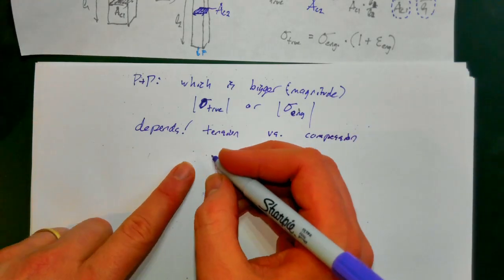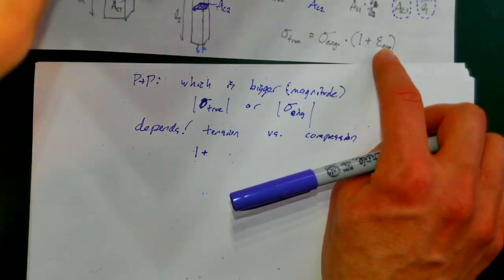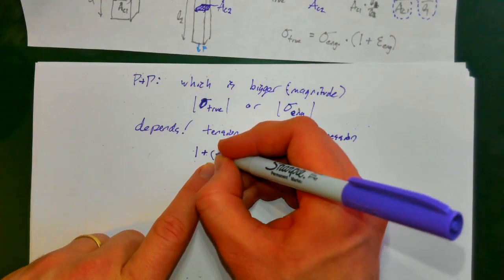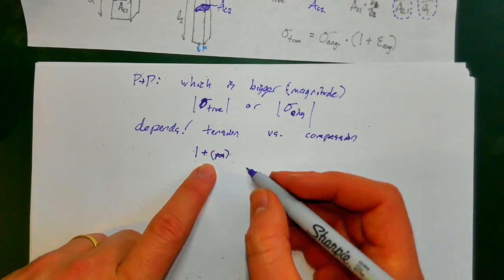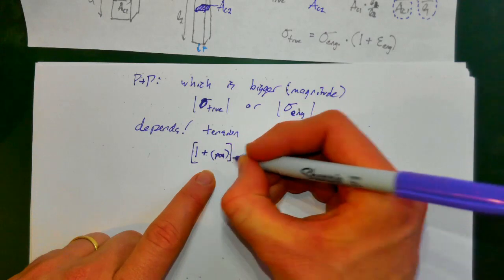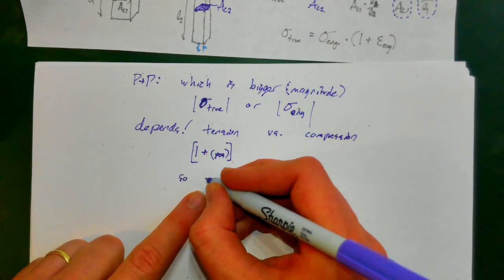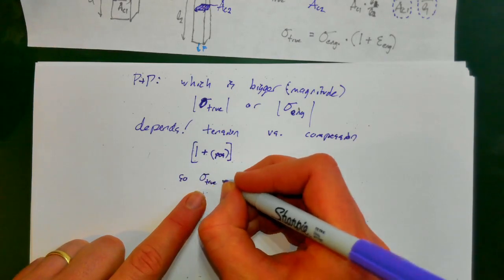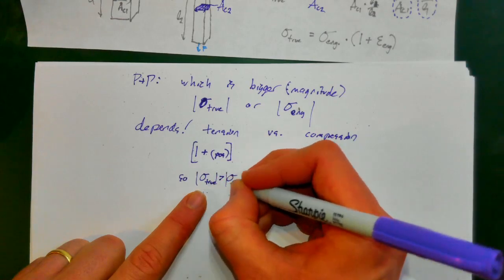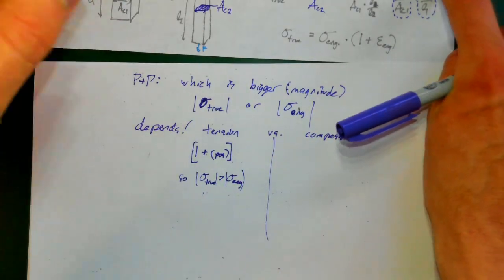So when you're in tension, engineering strain is positive. This little factor here is 1 plus something positive. So sigma true is greater than sigma engineering in terms of their magnitudes. But in compression, remember delta L.